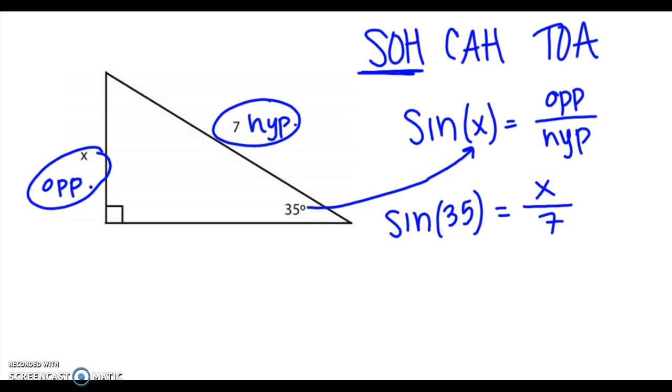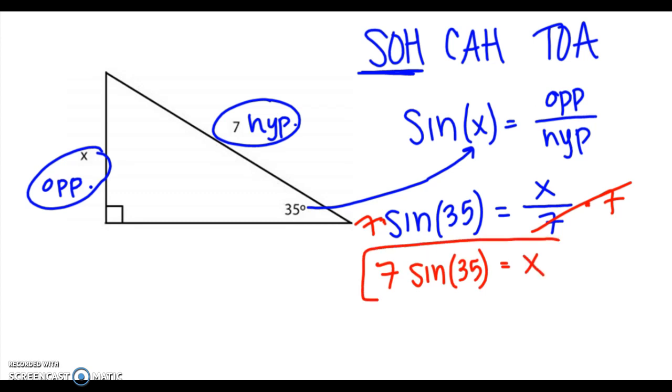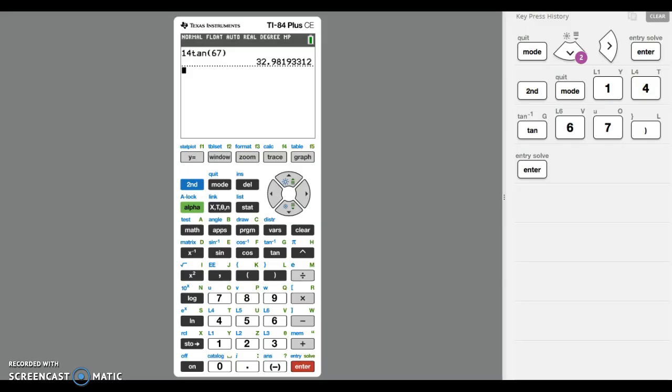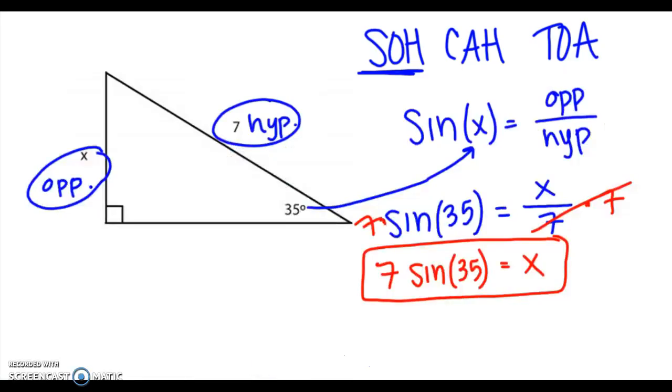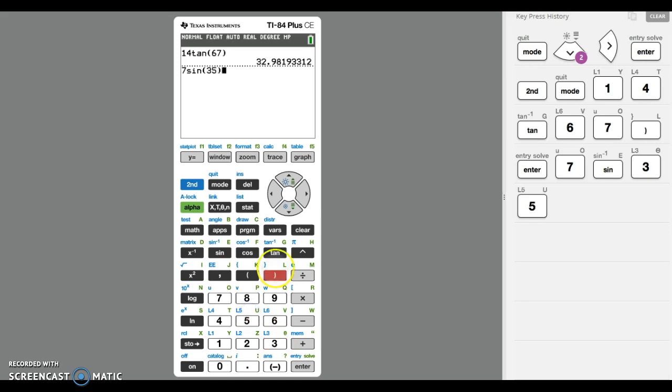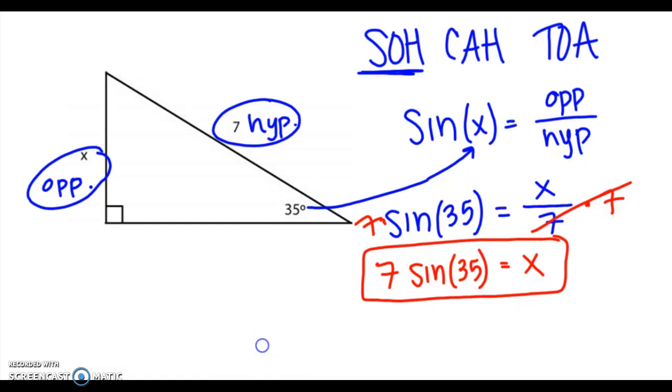Now again, we need to solve for x, so I have to multiply by 7 on both sides, just like we did in the last example. So now I have 7 times sine of 35 equals x. That's what I'm going to plug into my calculator. So I'm going to go to my graphing calculator, 7 times sine of 35, and press enter. I should get about 4.02. So about 4.02 is our final answer. So x equals 4.02.